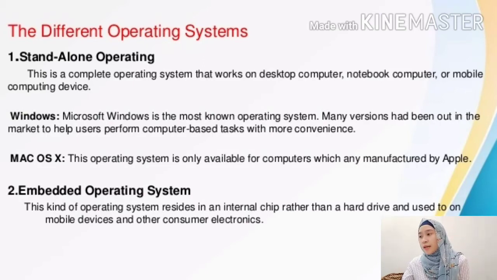And then the Mac OS X. So this operating system is only available for computers manufactured by Apple. So those are some of the examples of standalone operating systems. And then we have the embedded operating system.